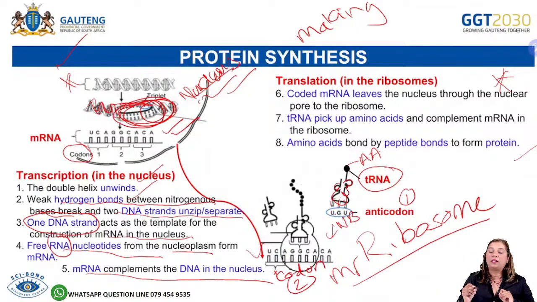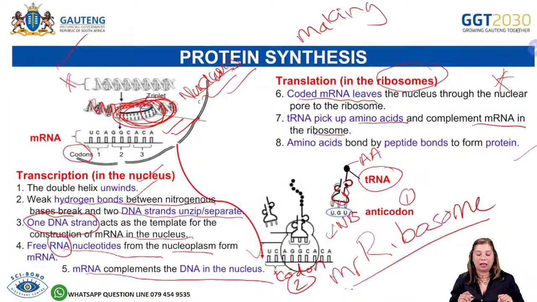So let's see. Translation. It occurs in the ribosomes. The coded mRNA leaves the nucleus. There it is leaving the nucleus through the nucleopore to the ribosome. There's the ribosome, Mr. Ribosome. The transfer RNA picks up the amino acids that complement the messenger RNA in the ribosome. So there we have the anticodon with the triplet bases. So as you can see here, this is UGU.